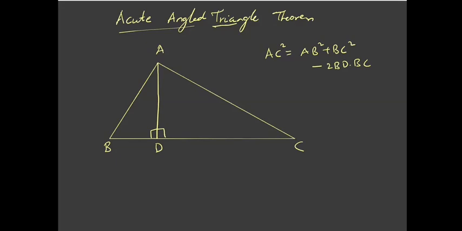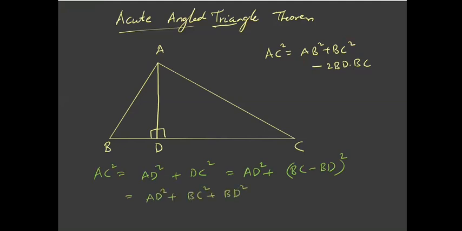Let us discuss this one. In triangle ADC, let us apply the Pythagoras theorem because we want to find the length AC. We want to express the length of AC in terms of AB, BC and BD. So AC square is AD square plus DC square. DC square I can write as BC minus BD whole square. So this is AD square plus BC square plus BD square minus 2 BC into BD.